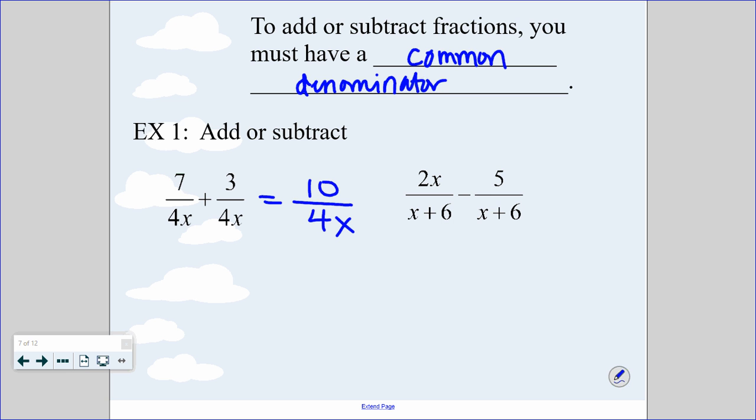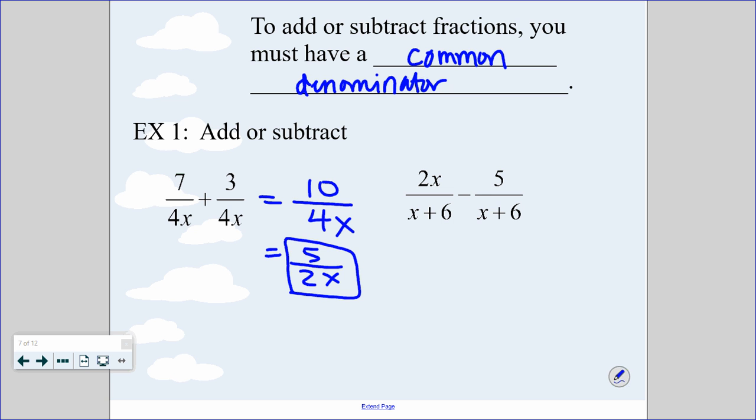Okay, is that simplified all the way? 10 and 4 can be reduced, right? So what does that reduce to? 5/2. So that is my answer when I add those two fractions together.